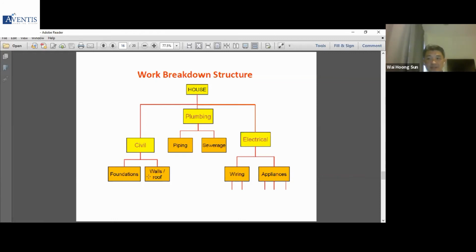So that you can estimate the resources that are needed in a clearer way. For example, you can estimate how many people need to work on the foundations, and how many days they need to work on the foundation. Right? If you just have it at the topmost level, building a house, it's very difficult to estimate how many people are needed to work on a house.